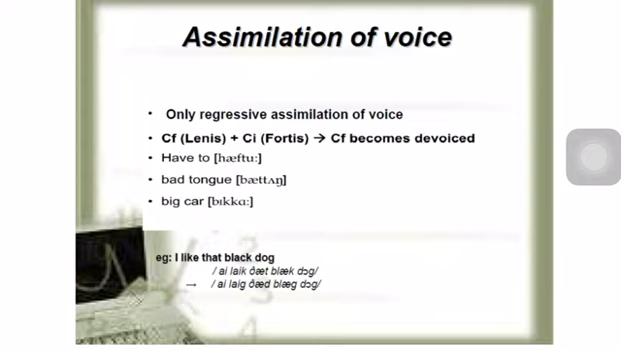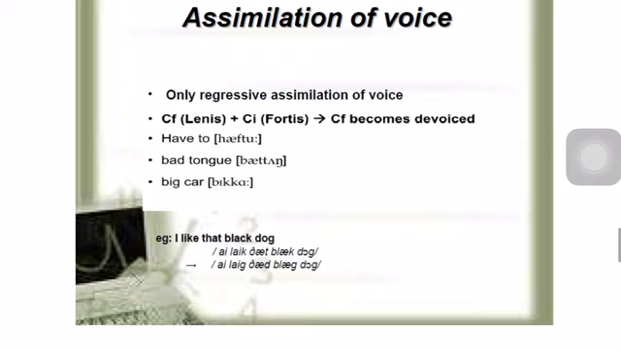So when we have this case of assimilation, when we have assimilation of voice, the voiced sound will be changed into voiceless, just to go along with the T, which is voiceless. Because the T is voiceless, we have to change the V into a voiceless counterpart. So the V will change into F to be voiceless, just like the T sound. Have to becomes "hafto."